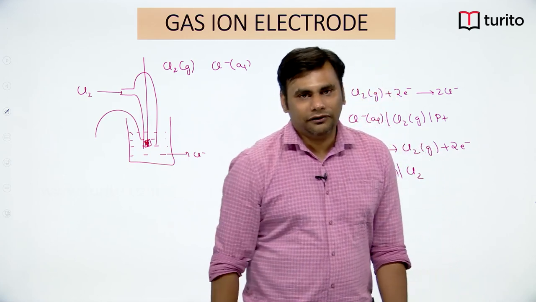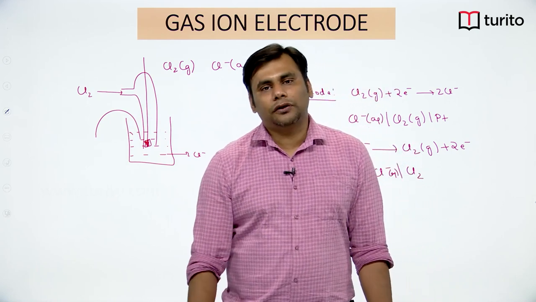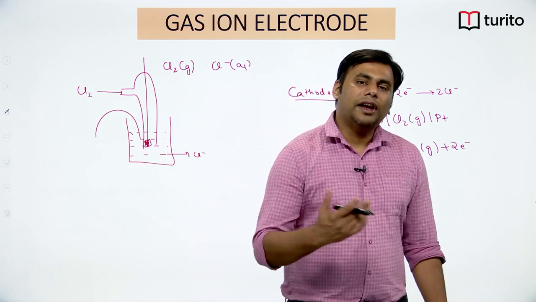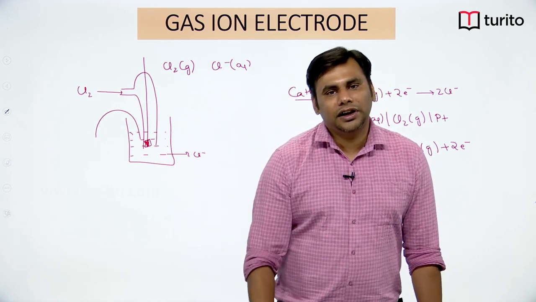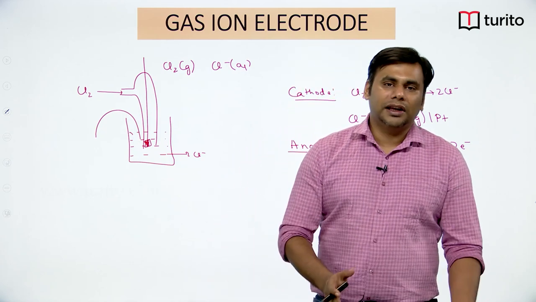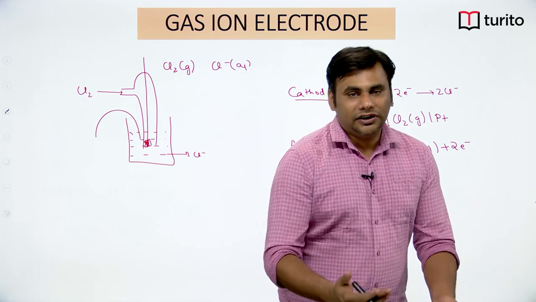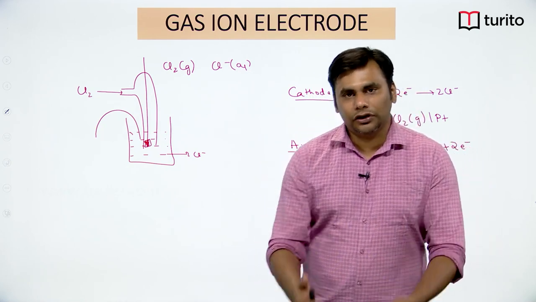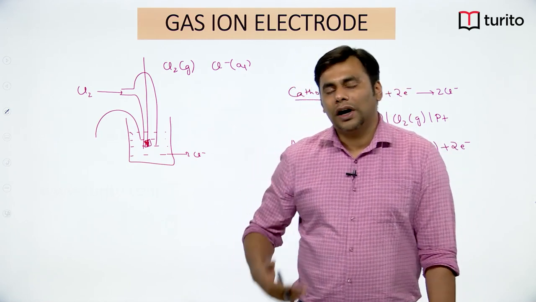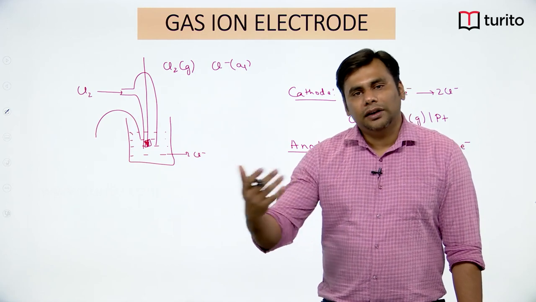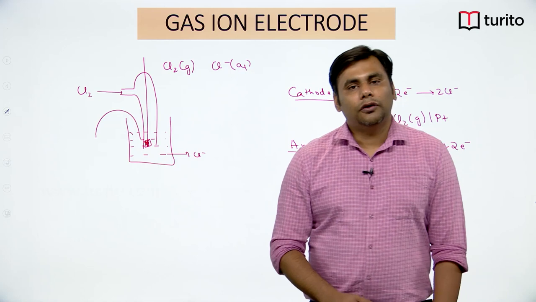Okay, this is a primary reference, but the challenges are we have to continuously maintain the pressure of Cl2 as 1 atm or 1 bar, and we have to maintain the concentration of chloride ion as 1 molar, and the hydrogen gets poisoned with time. So these are experimental limitations. This is very costly to do, so it is not cost effective. So new half cells have been found so that we can get the unknown EMF of the other cells.